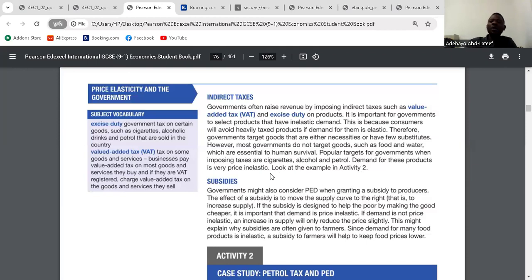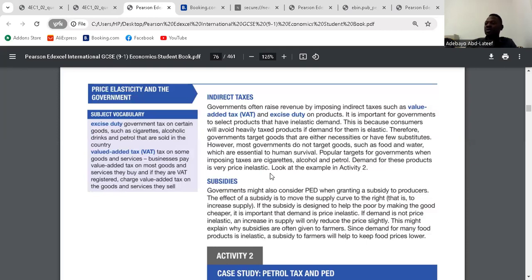Then subsidies. This is when government will spend. Government might also consider PED when granting a subsidy to producers. The effect of a subsidy is to move the supply curve to the right, that is, to increase supply. If the subsidy is designed to help the poor by making goods cheaper, it is important that demand is price inelastic. If demand is not price inelastic, an increase in supply will only reduce the price slightly. This might explain why subsidies are often given to farmers, since demand for many products is inelastic. A subsidy to farmers will help to keep food prices low.